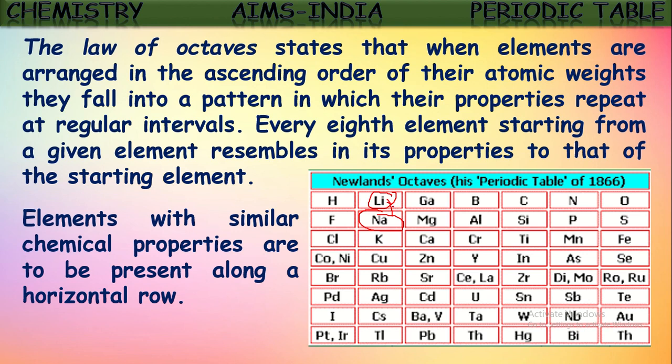He found that lithium and sodium both have similar chemical properties. So he could write lithium here. And from lithium, if it is counted, the eighth element will be potassium. So he wrote potassium next to sodium. In this way, he arranged these elements based upon the chemical properties.